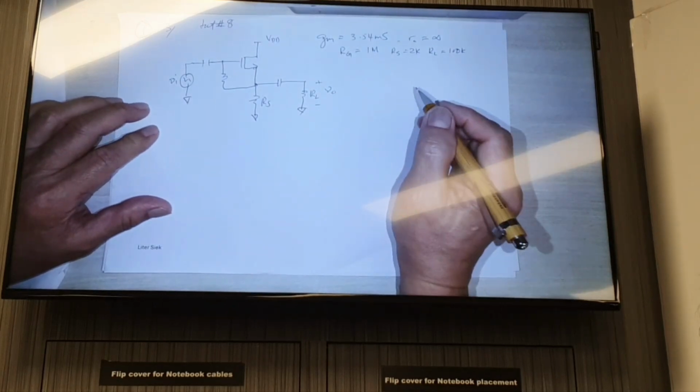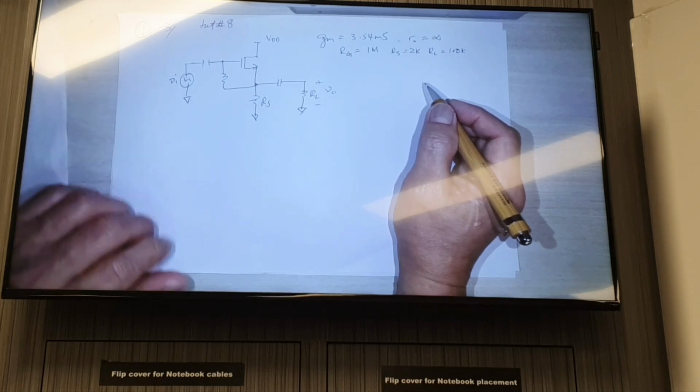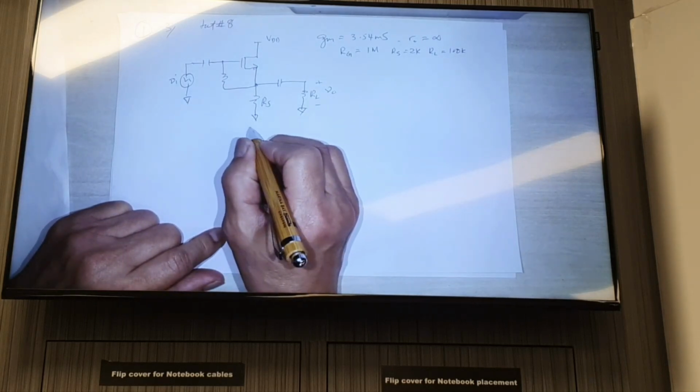We are also given that VDD and VSS are 10 volts.